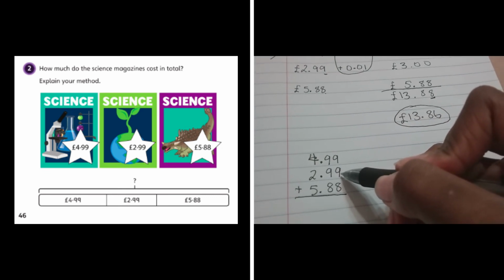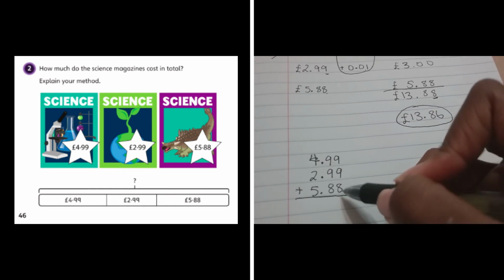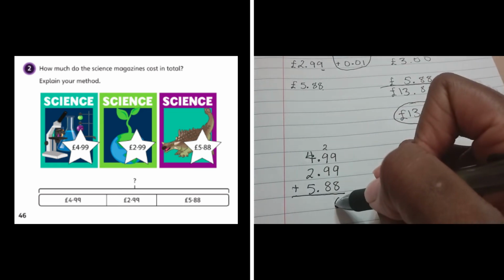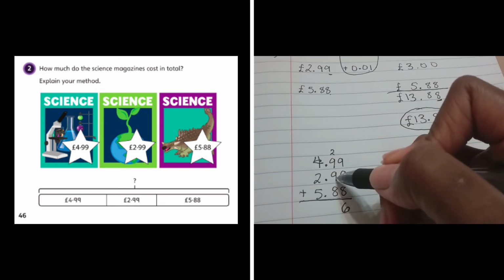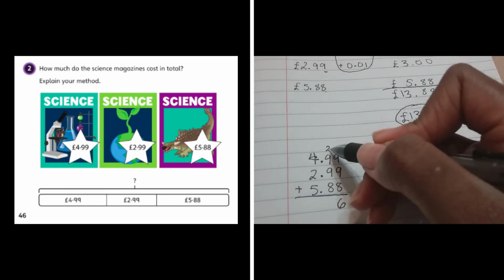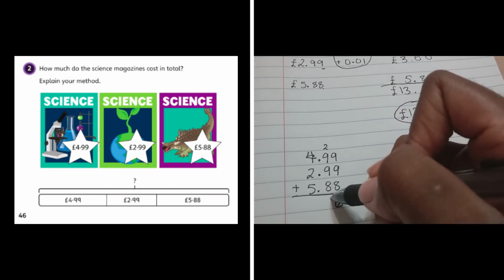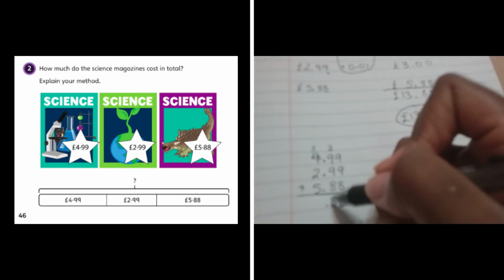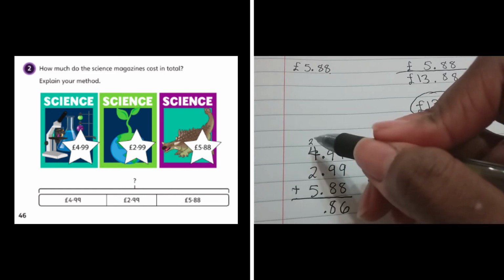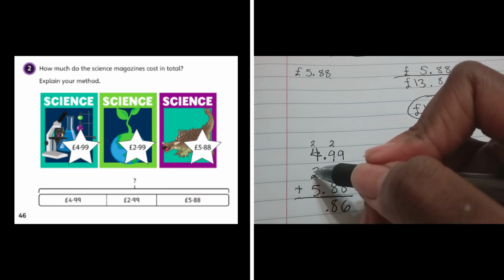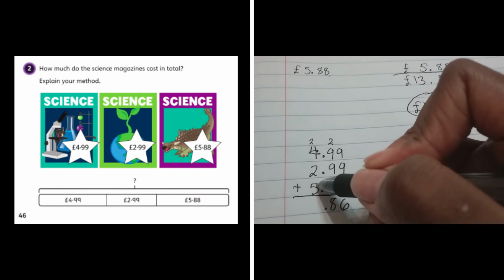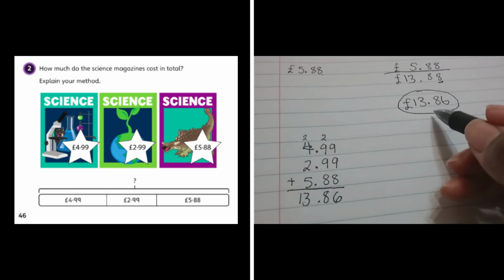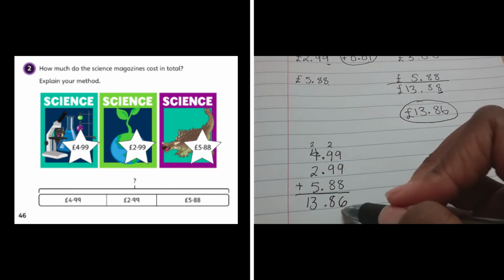9 plus 9 is 18. If I add another 8, I get 26. So I put my 6, carry my 2. 9 plus 9, 18. Plus 2 is 20. Plus 8 is 28. Put my 8, carry my 2. Come on, focus. 2 plus 4 is 6. Plus 2 is 8. Plus 5 is 13. £13.86. The exact same answer, but it was a lot more regrouping.